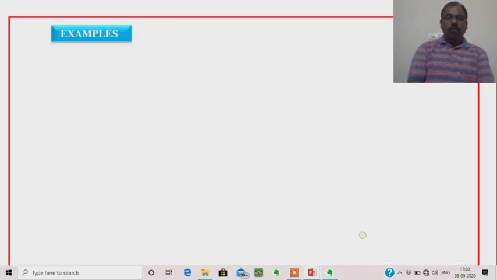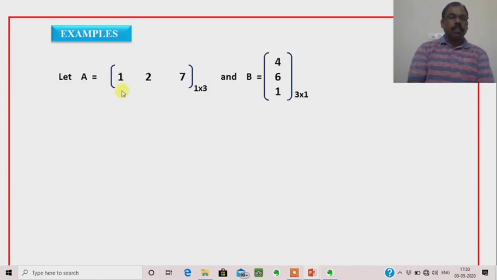We now move on to a few more examples which we have not discussed earlier. Let A be equal to 1, 2, 7, a row matrix of order 1 by 3, B equal to 4, 6, 1, a column matrix of order 3 by 1. Once we multiply this A and B, a matrix of order 1 by 3 with another matrix of order 3 by 1, we get a matrix of order 1 by 1. That is, A into B is equal to matrix 23 of order 1 by 1.